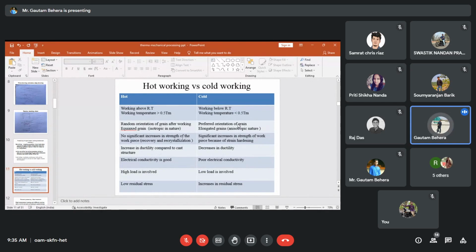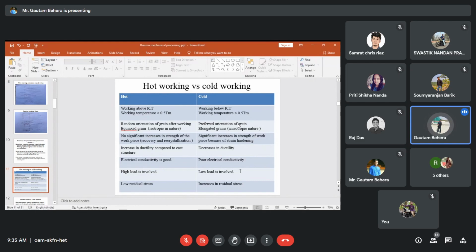Anyways, the other differences are that there is an increase in ductility in hot worked materials compared to cast structures. But in cold work, there is a decrease in ductility. Obviously, ductility is just opposite to that of strength. You know that, so that's why ductility will decrease here. Then electrical conductivity after hot working is good, but in cold working the electrical conductivity is poor. And this again depends upon the presence of a lot of dislocations, right?